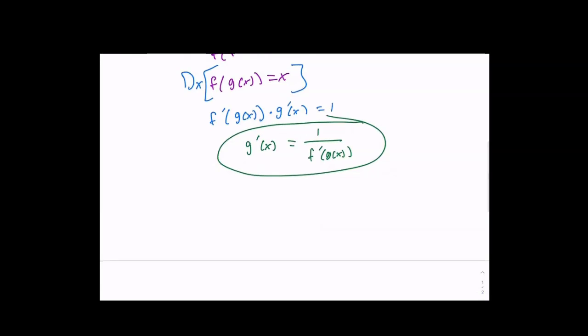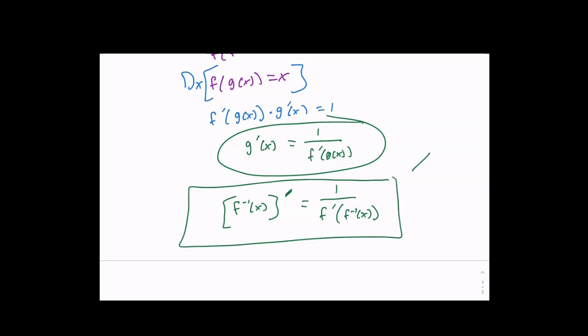That's the rule. However, if we want to write that a little more cleanly, in terms of the inverse function operations, we say that the derivative of the inverse of f, with a bracket around it and prime, is equal to 1 over f prime of the inverse of f. And that is our rule.